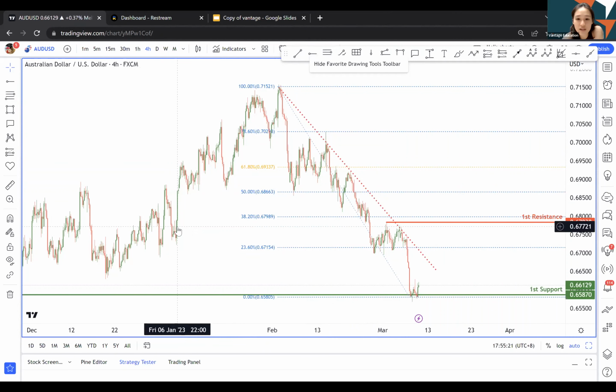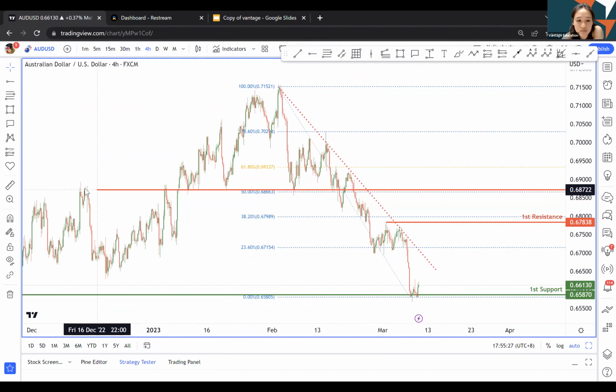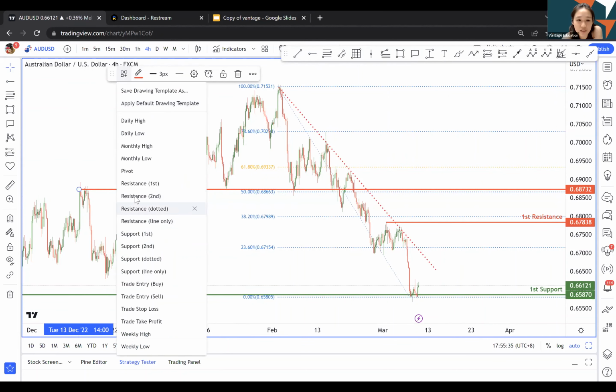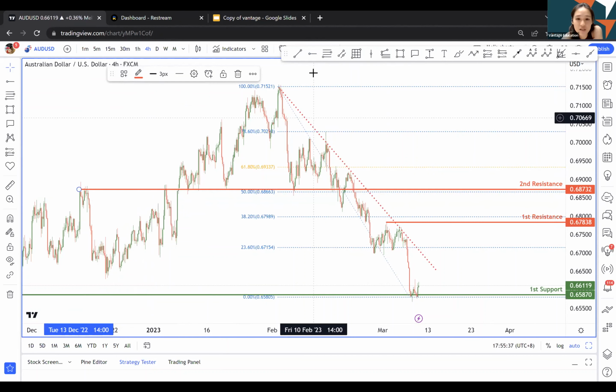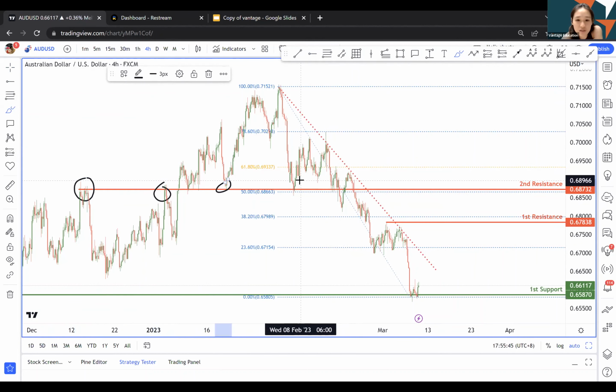Okay, and I can see that I can have another second level of resistance over here. And this is a pretty significant level as well, because price has tested it many times before, and we can see it is an overlap resistance with one swing high, two, and then a couple of swing lows before price pulling back to this level.